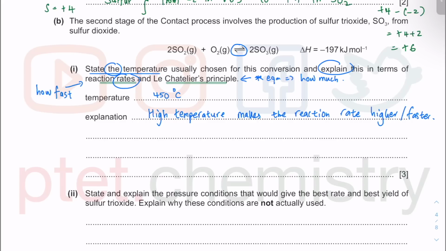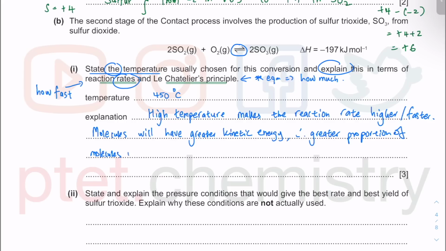Boltzmann distribution. What am I talking about? Okay, so molecules or particles will have greater kinetic energy, and your whole Boltzmann distribution would actually shift to the right hand side, and therefore there are greater proportion of molecules with enough energy greater than or equal to EA, therefore rate is higher.